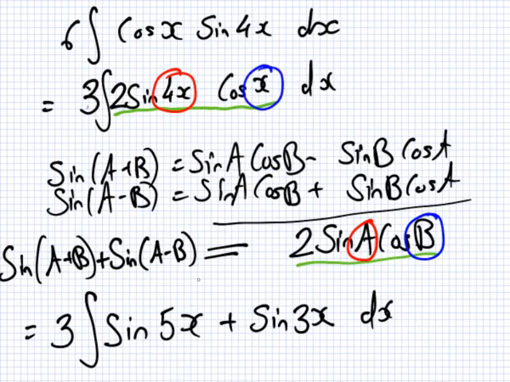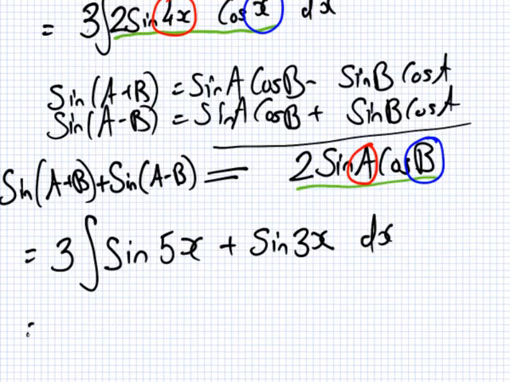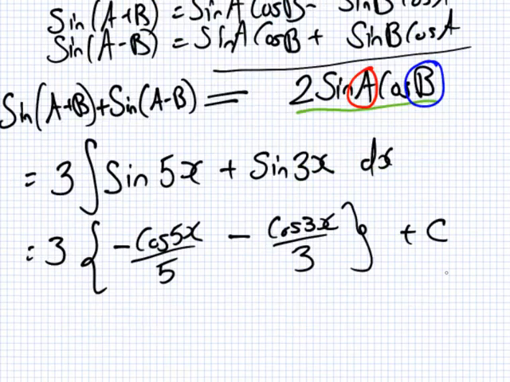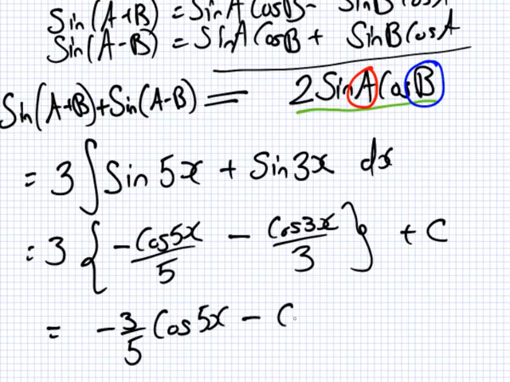Now this is much easier to do because this will be 3 times minus cos 5x over 5 minus cos 3x over 3 plus c, or it's probably written in the book as minus 3/5 cos 5x minus cos 3x plus c.